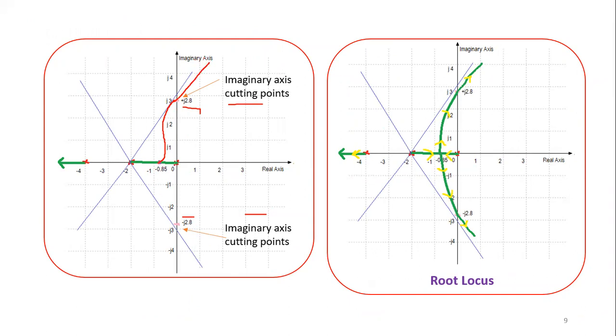And here also one more. It will come like this, diverge here, cross the imaginary axis at minus j2.8, and travel towards infinity following the asymptote. Like this, it will move. If you observe, up to this point it is in the left half of the S-plane, so the system will be stable. Once it crosses, it enters the right half of the S-plane, so the system will be unstable.